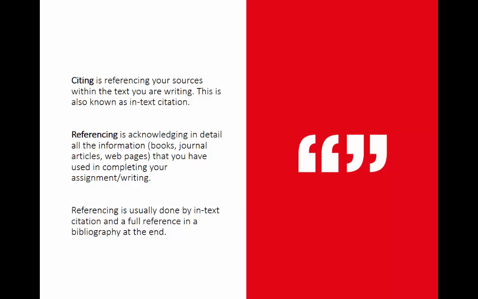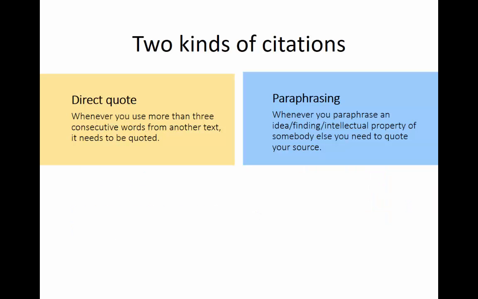When you read scholarly articles, this is what we have to do all the time. This is what you have to do when you write a thesis, a master's thesis, or eventually maybe a PhD thesis. It's incredibly important. There are two basic kinds of citations. The first one is a direct quote. A direct quote is really a quote, in quotation marks, in the text. Whenever you use more than 3 consecutive words from another text, you need to quote. Put quotation marks around it, and then give us the source where you got that quote from.